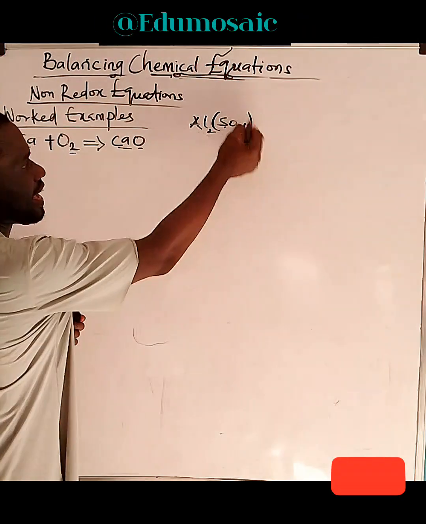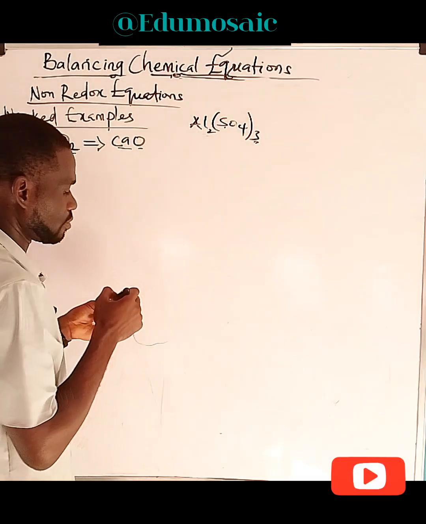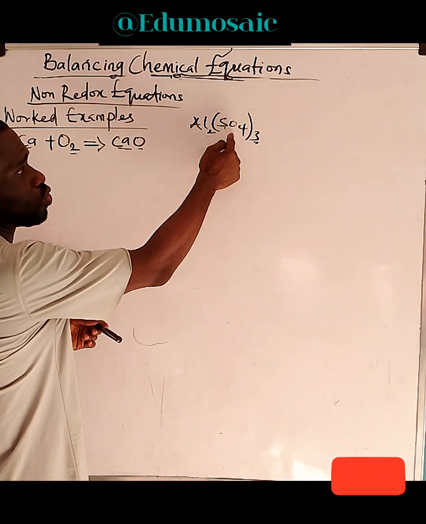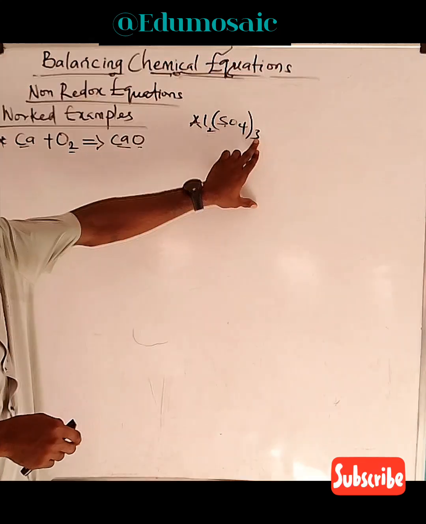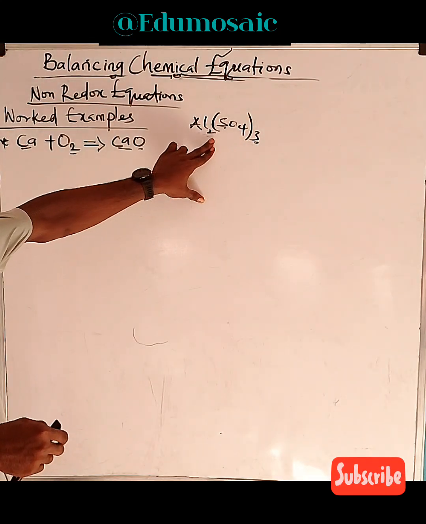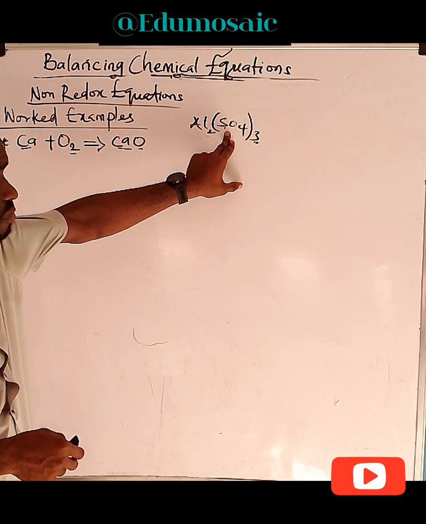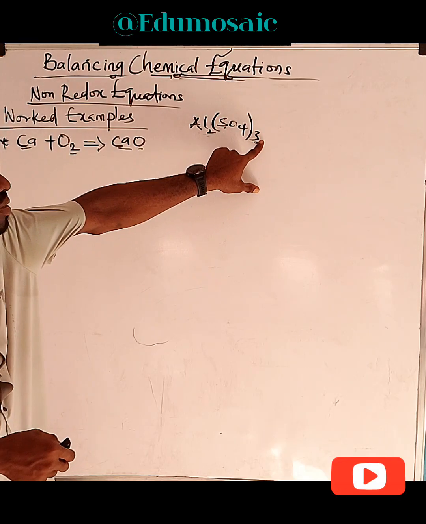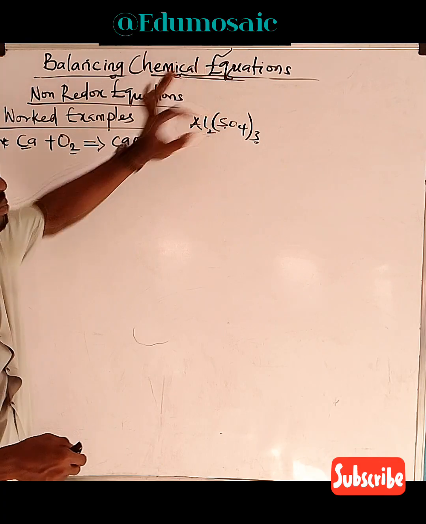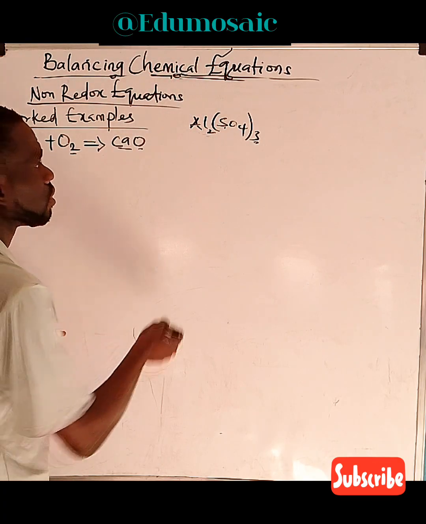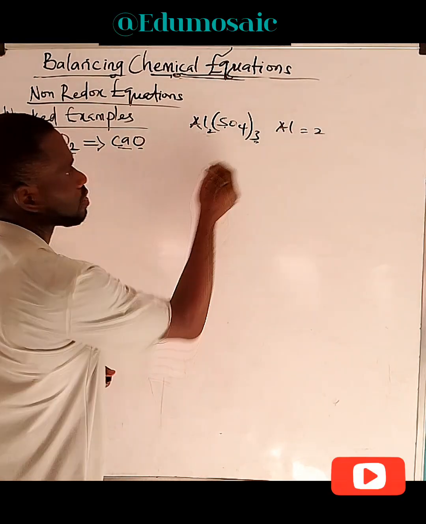Apart from that, we have a major player out here. You can see there's a 3 placed very close to this bracket. So you have SO4 with a 3 outside. This 3 affects everything in the bracket. So this 3 affects the sulfur and the oxygen. This 3 does not have any business with the aluminium, because the aluminium is not in the bracket. So how many atoms of aluminium do we have here? We have just 2 atoms.